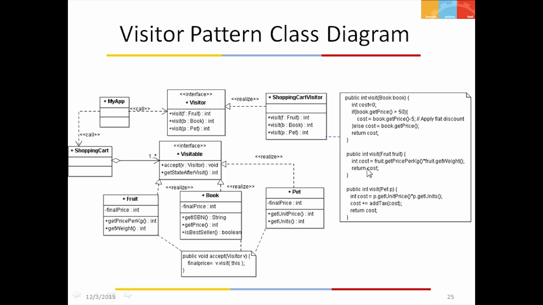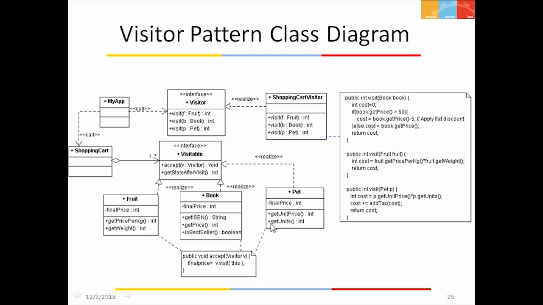In case of fruit, it is simply computing the fruit price per kg times the weight, and it gives a cost. In case of pet, it is computing the unit price multiplied by the number of units, and then adding a tax onto it. So these are three different types of price calculation. The interesting part is that this logic of giving a discount to a book is not associated with the book, or adding tax while calculating the price for a pet is not here. That's because this logic might change, and whenever these things change, it should not impact the pet, book or fruit. They should remain the same.